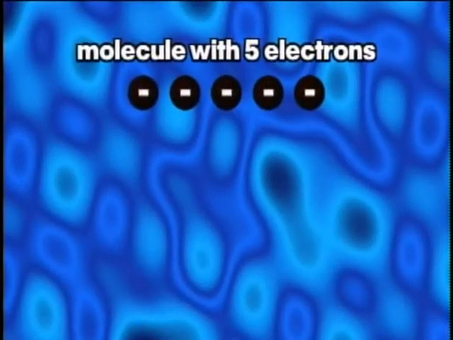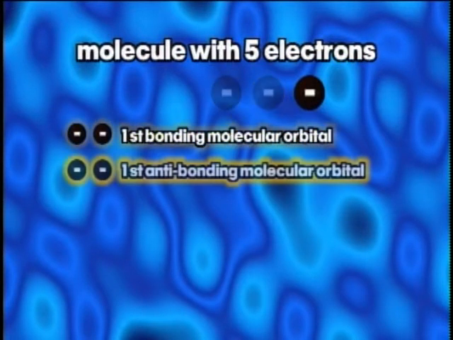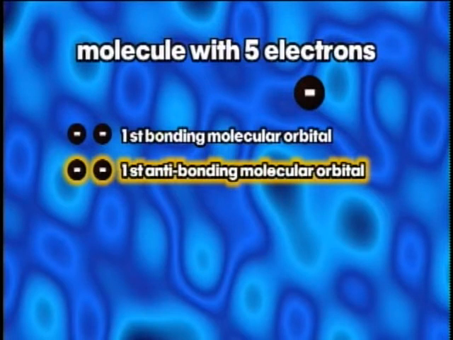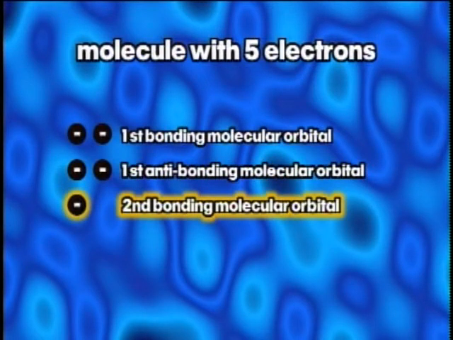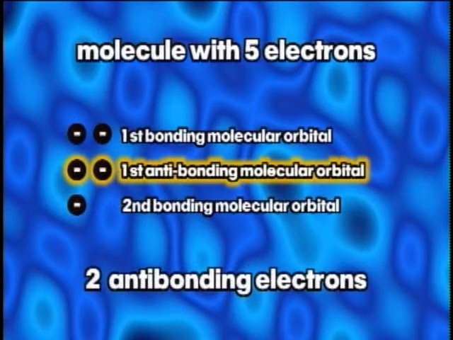Let's say the molecule has 5 electrons. 2 will go to the first bonding molecular orbital, the next 2 will go to the first antibonding molecular orbital, and the 5th will go to the second bonding molecular orbital. So, there are a total of 3 bonding electrons and 2 antibonding electrons.